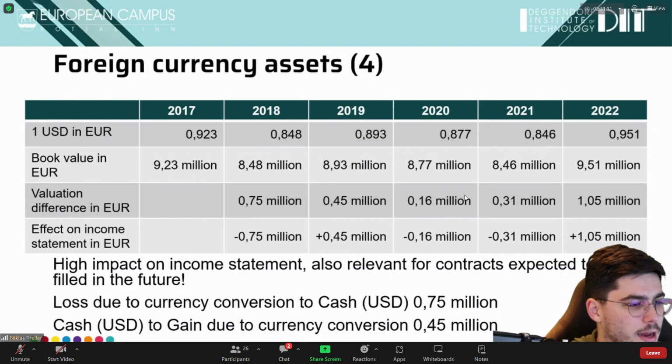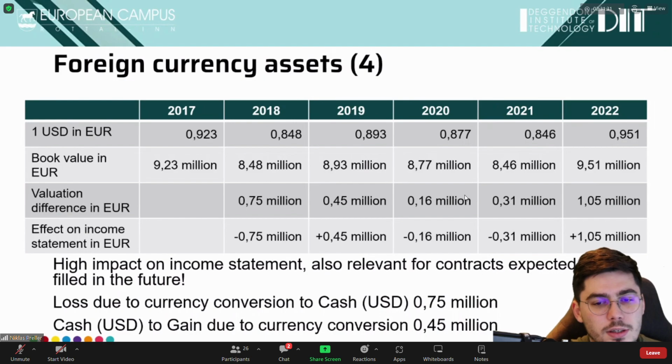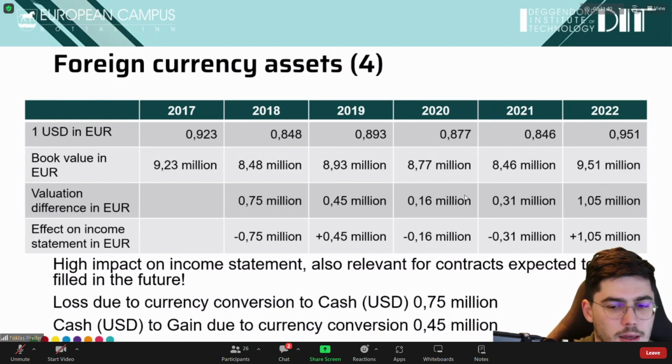But as we have that as kind of operating capital, that has a huge effect on our business that does not necessarily reflect our operational business. And there we have a huge impact on the balance sheet, on the income statement, from something that is not warranted from our operations.